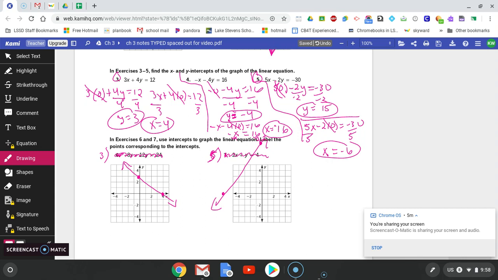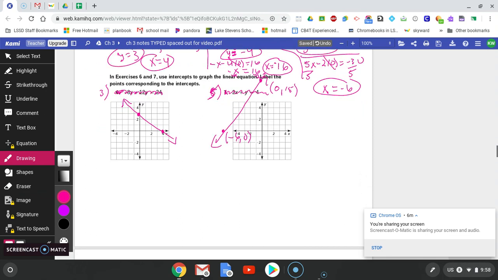Okay, if you're extending your graph like this, it would be a good idea to label your points as -6, 0, and this would be the point 0, 15. Let me erase. It would be 0, 15 for my coordinate points. Okay.